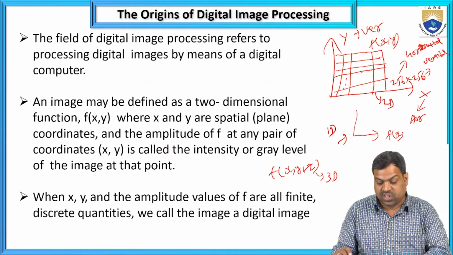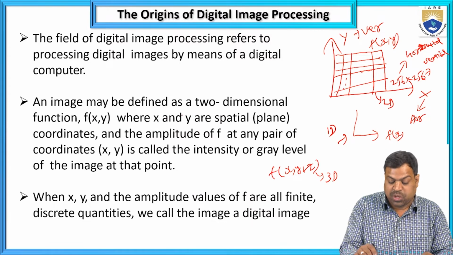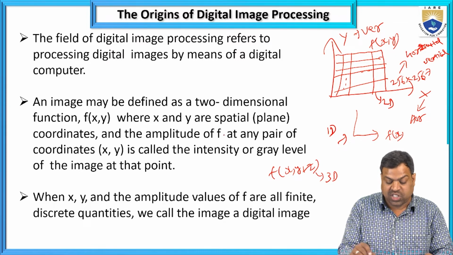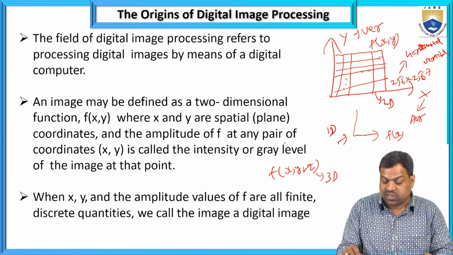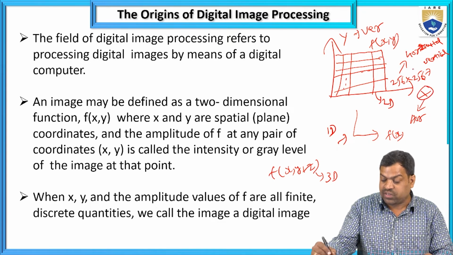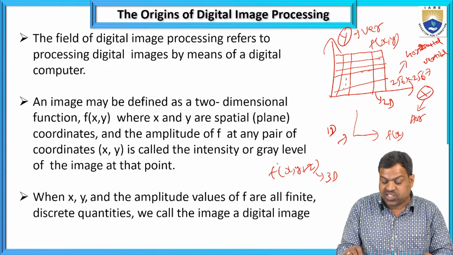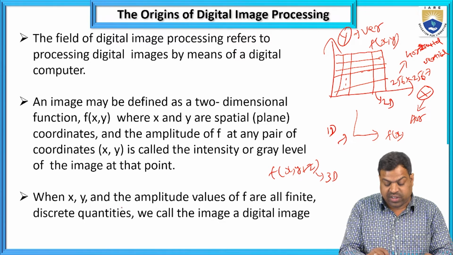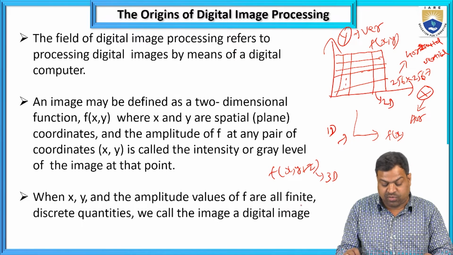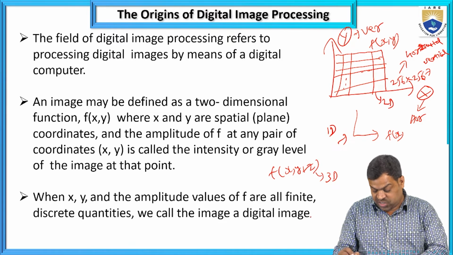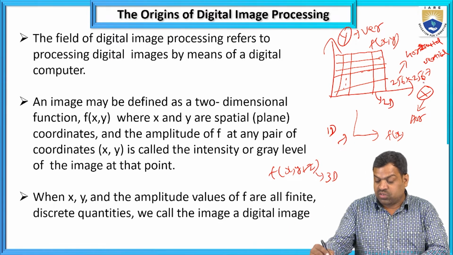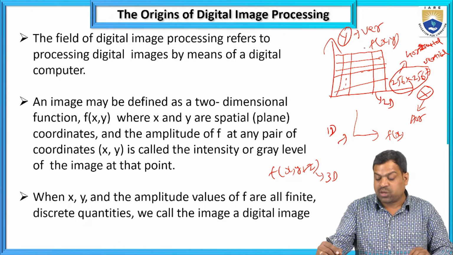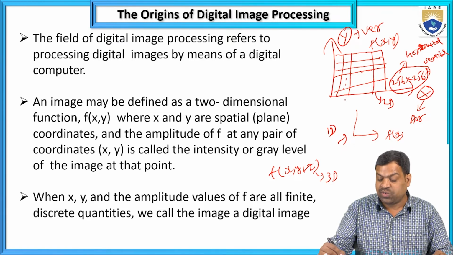I am taking one example for this: f of x comma y. The image may be defined as a two-dimensional function f of x comma y, where x and y are spatial coordinates, and the amplitude of f at any pair of coordinates x comma y is called the intensity or gray level of the image at that point. And when x, y and the amplitude values of f are all finite, discrete quantities, we call it a digital image. So, when we mention 256 into 256 pixels, we have x comma y coordinates with pixels, and each one we call a pixel.